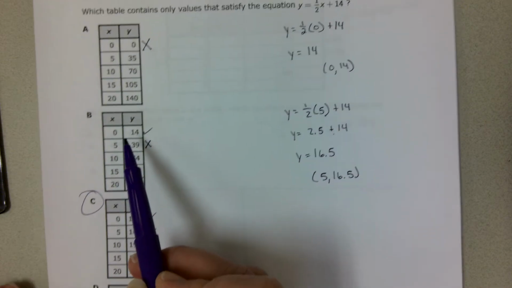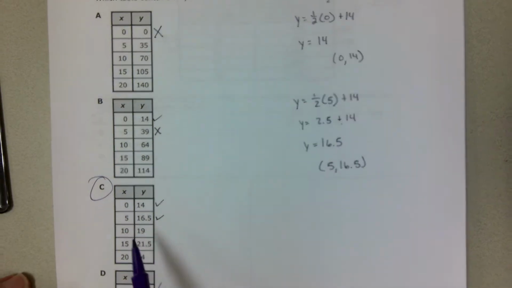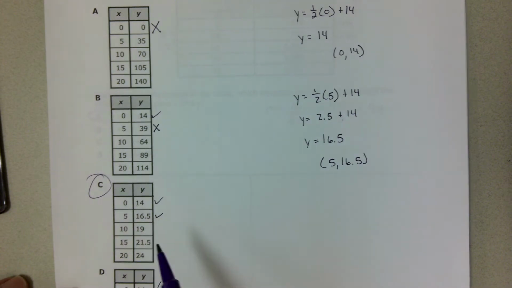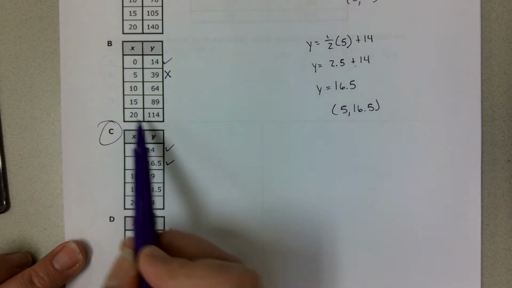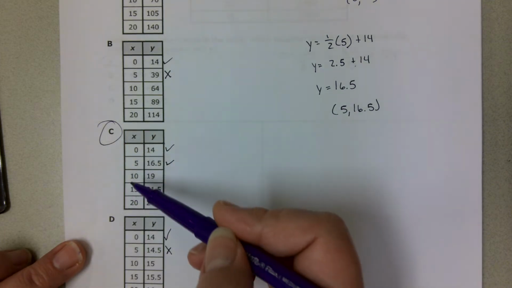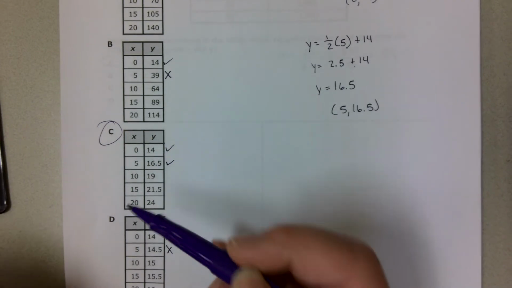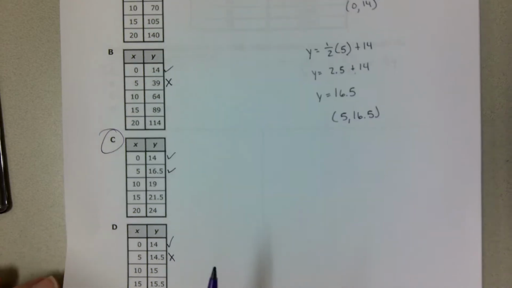I've already eliminated A. B, that is not correct. 5, 16.5, C is correct. And then 5, 14.5, that is not correct. So C is the correct table. And you could substitute the rest of your x values in, and they all work.